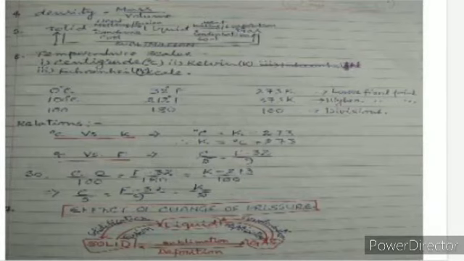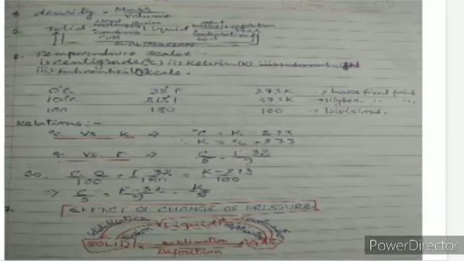Now, effect of change of pressure. Solid to liquid to gas, gas to solid. Solid to liquid, fusion. Liquid to solid, solidification. Liquid to gas, vaporization. But gas to liquid, condensation. When gas changes to solid or solid changes to gas directly without going through the liquid state, it is called sublimation. When gas changes to solid, it is also sublimation, but it is also called deposition.